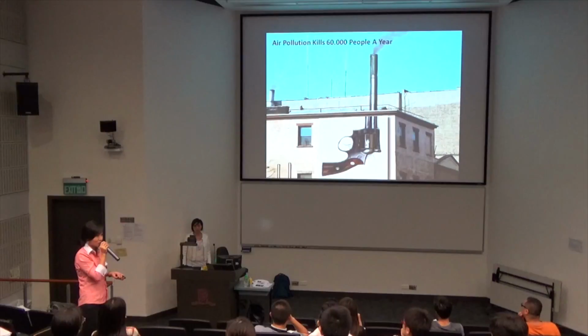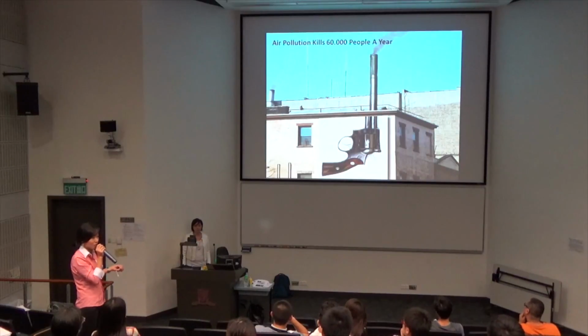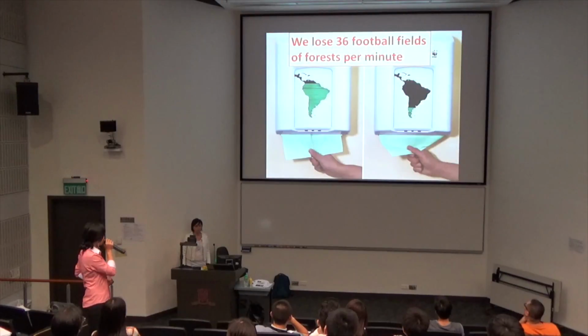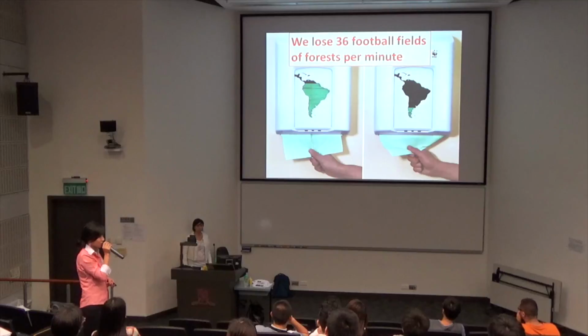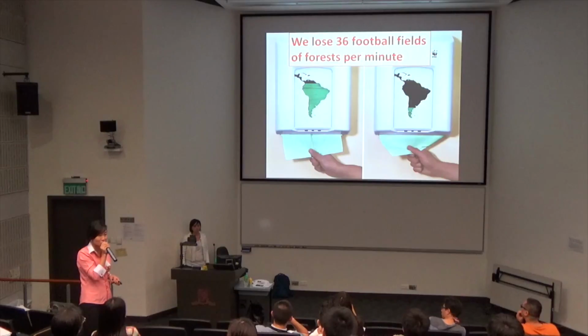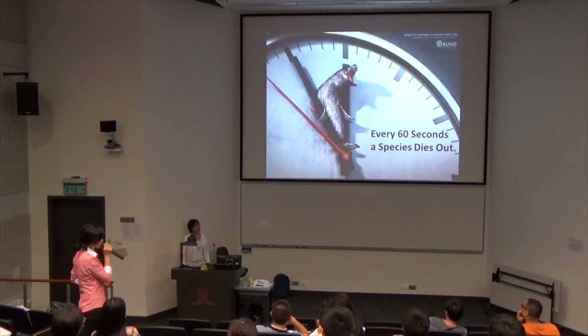A year, at least, that's killed a lot of people. 60, 100 people were killed because of air pollution. Next. That's really pretty. We lost 36 football fields of forests per minute. You just count 1 to 60, then one football field of forest will have disappeared. That's true. Do you know that?